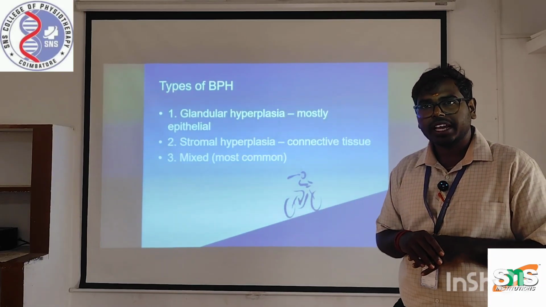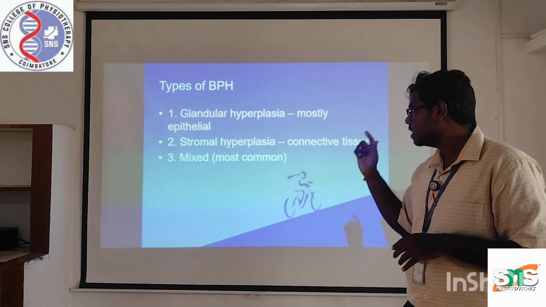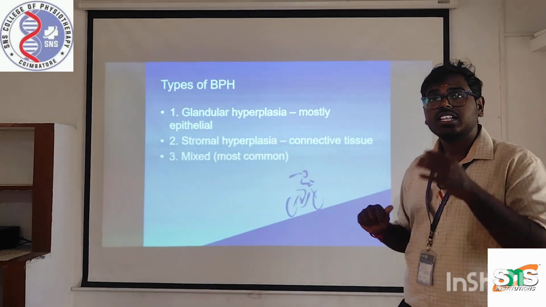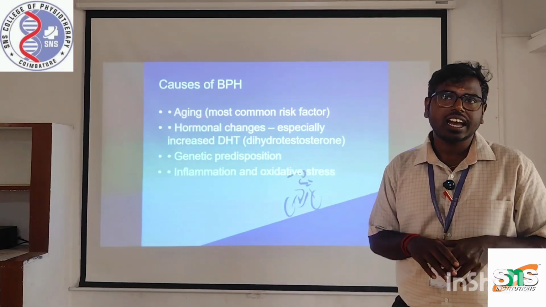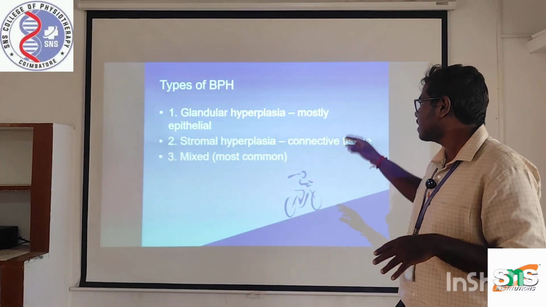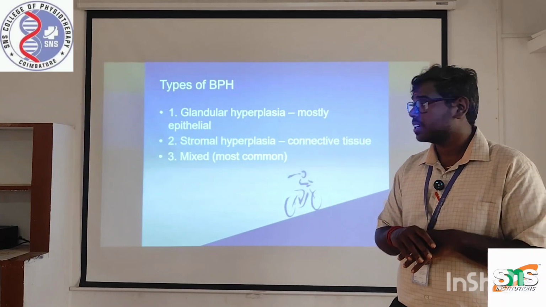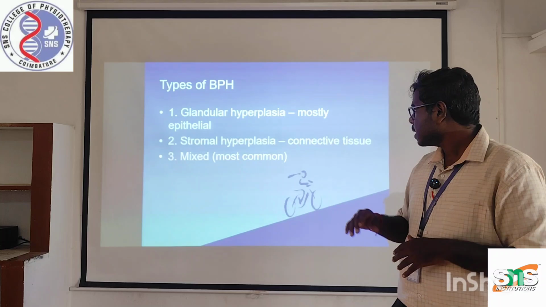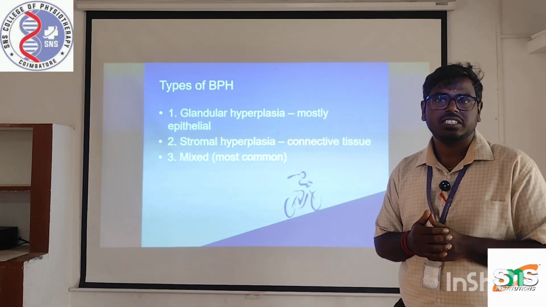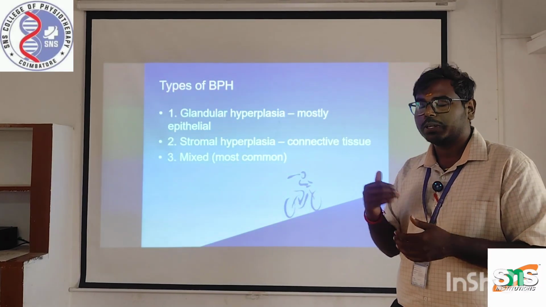Generally, benign prostatic hyperplasia comprises three different types. The first is glandular hyperplasia, the second is stromal hyperplasia, and the third is the mixed type. So what is glandular hyperplasia? It is an inflammation in the epithelial layer of the prostate gland. The second one is stromal hyperplasia. It is an inflammation in the connective tissue. The third one, the mixed type, comprises both glandular and stromal.